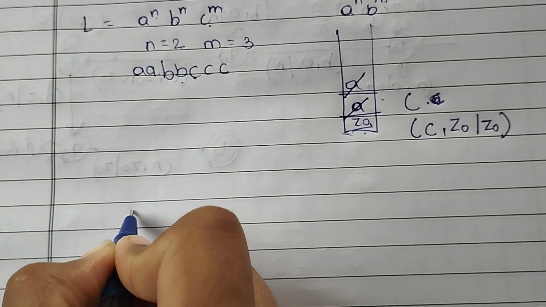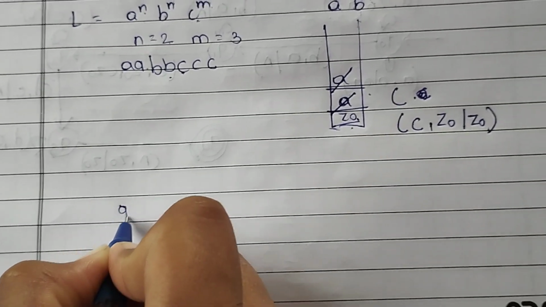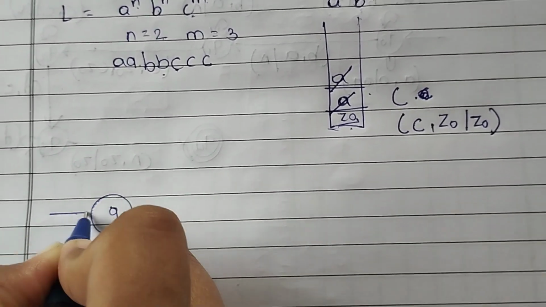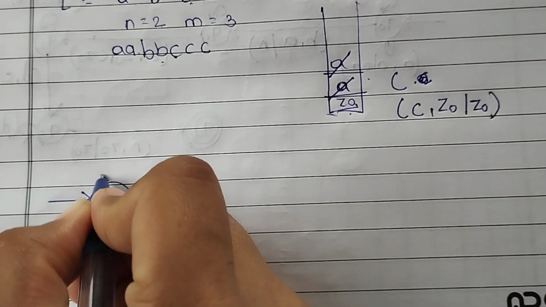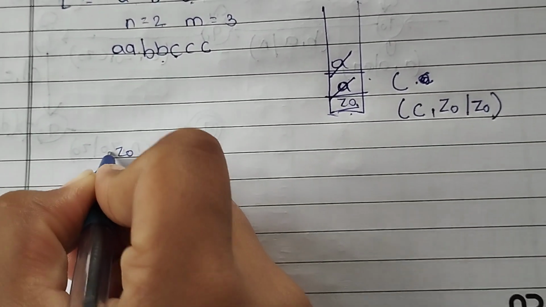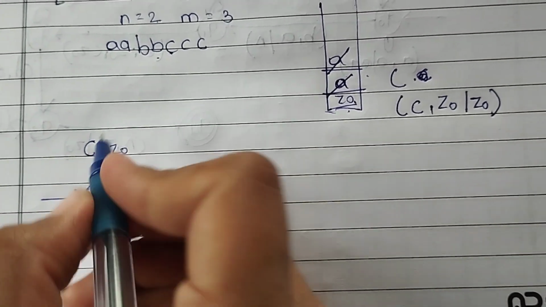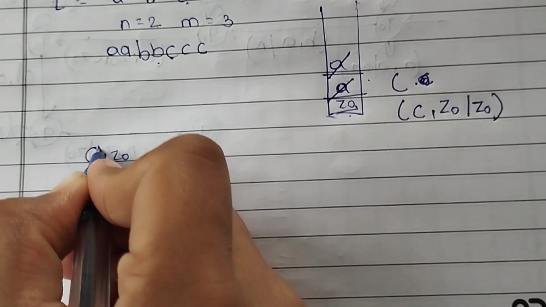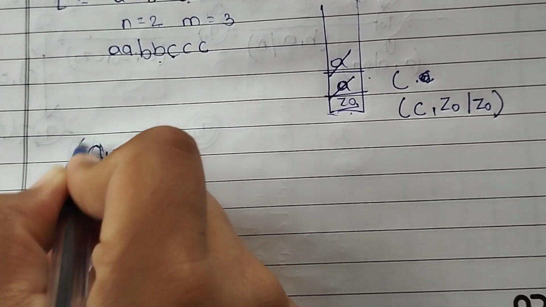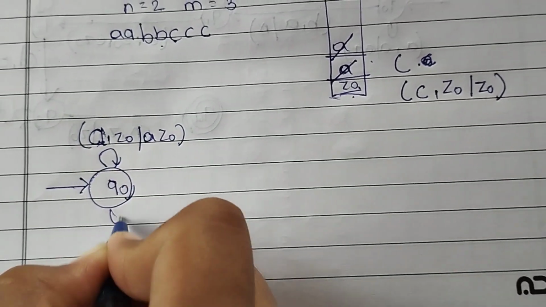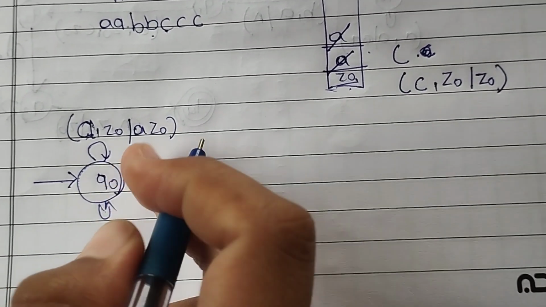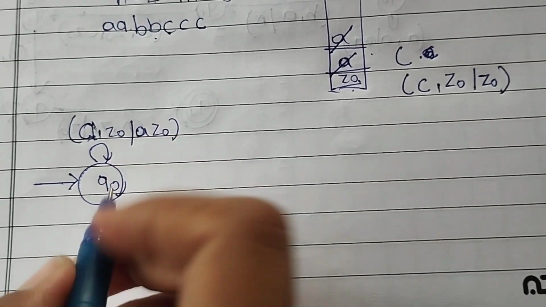So here is the first initial state. In this initial state, initially Z0 is present. We read A first, as the string starts with A. So we read A and push A onto Z0. Next, A is already present, and we push again.